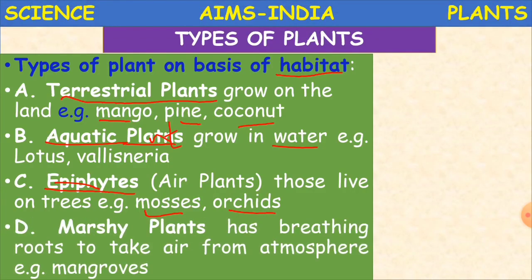Now marshy plants. What are marshy plants? Marshy plants have breathing roots to take air from the atmosphere. What is a marshy area, children? An area which has very soft and wet land. The sand is very soft and it is wet. This type of area is called a marshy area, and the plants which grow on this land are known as marshy plants. And how do they grow? Marshy plants have breathing roots.